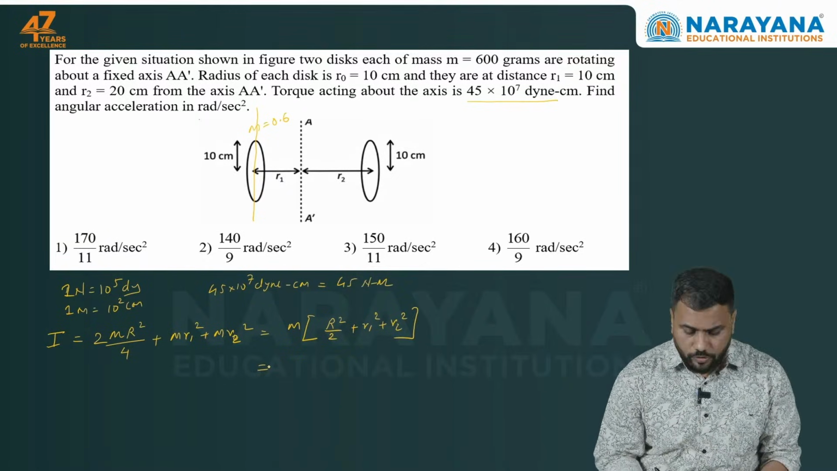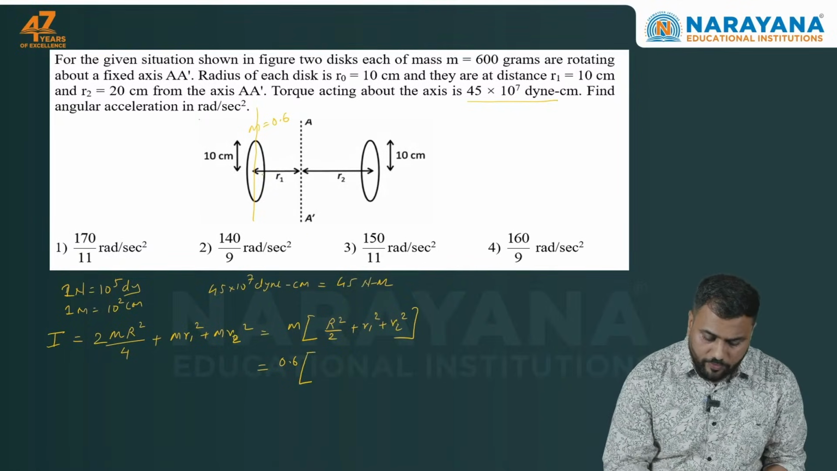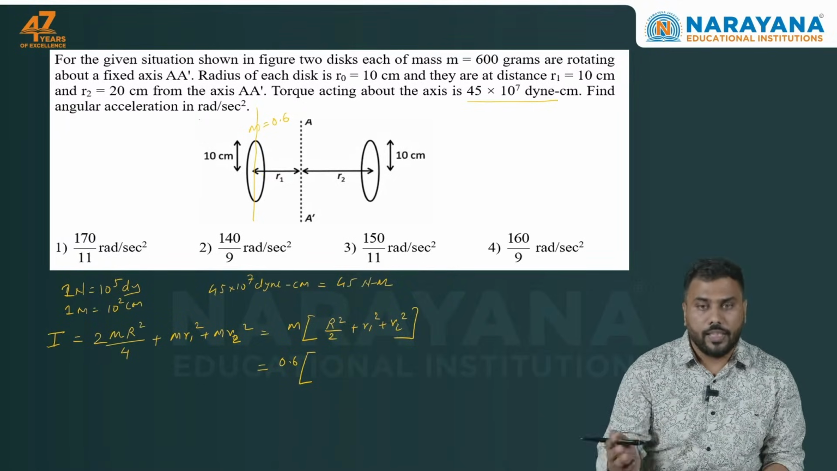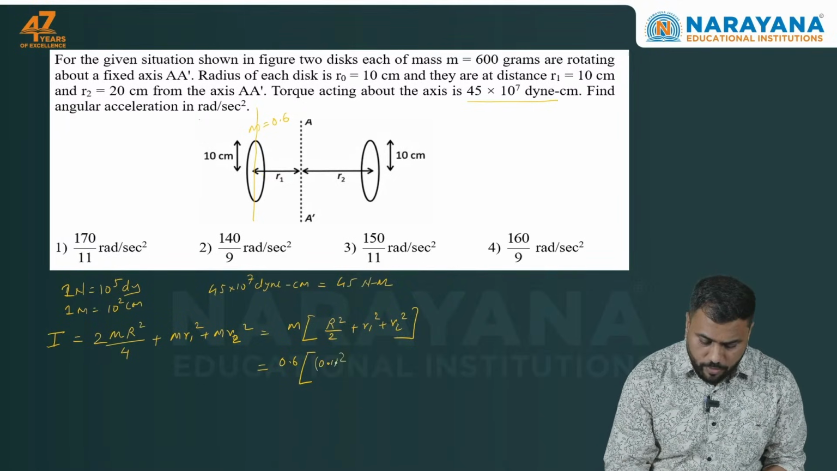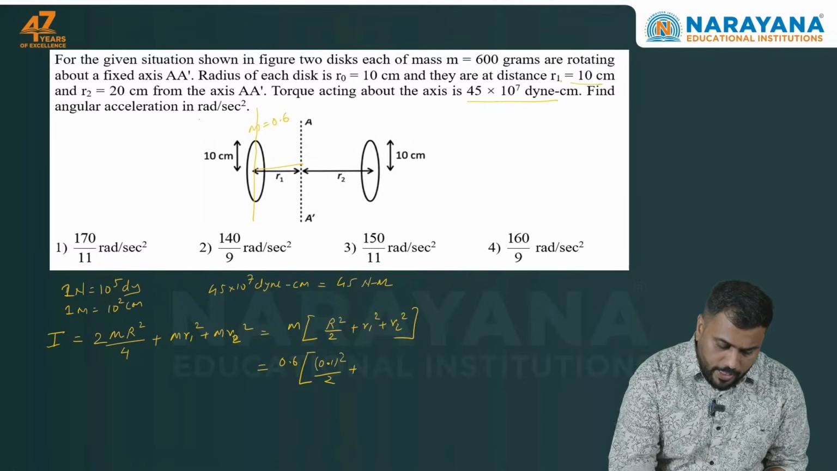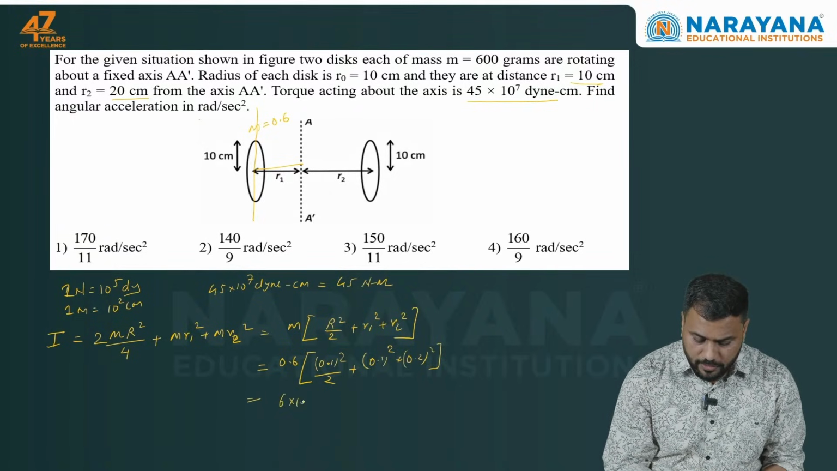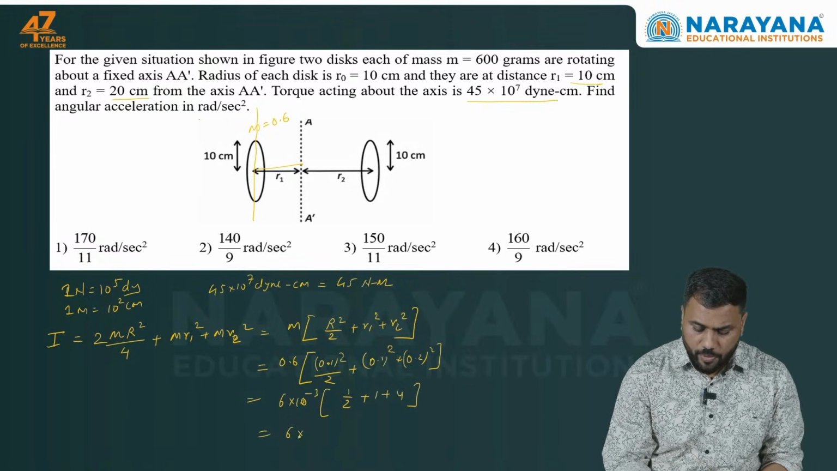Now if I put in all the available values, the mass is 0.6 kg. The radius of the disc I am going to put in SI units, so 10 centimeter is 0.1, so this is 0.1 square by 2. r1 and r2 are given in the question as 10 centimeter and 20 centimeter, so this is again 0.1 square and this is 0.2 square. I can take 0.1 square common from inside, so this is 6 into 10 power minus 3, and the expression inside is half plus 1 plus 4. You can solve the inside expression and you will get the moment of inertia 6 into 10 power minus 3 into 11 by 2.